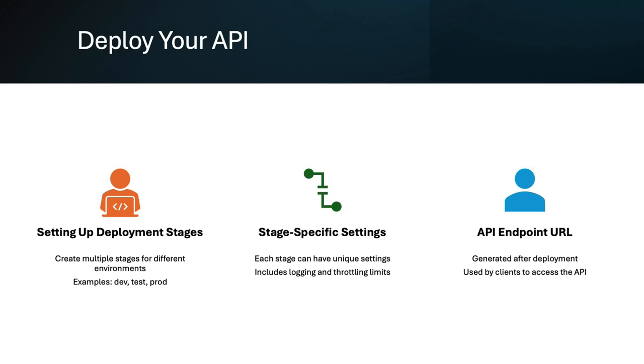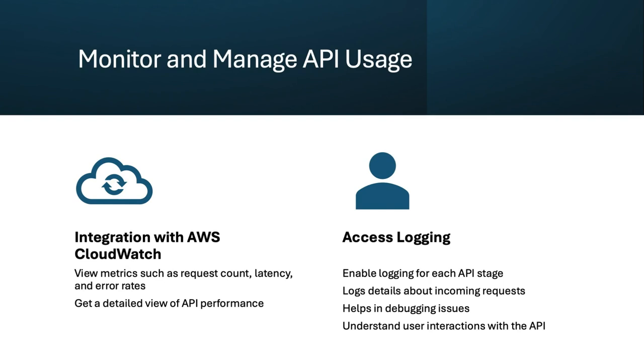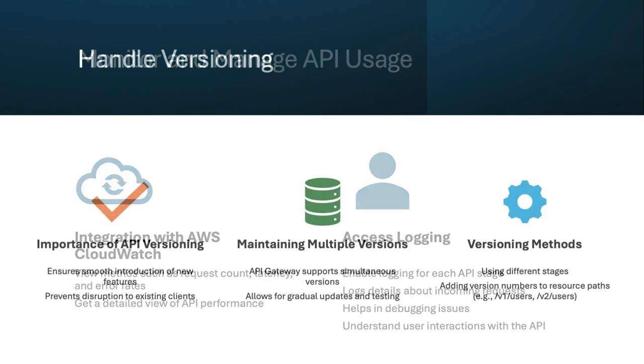After setting up your API, deploy it using stages like dev, test, and prod. Each stage has unique settings, including logging and throttling. Post-deployment, you'll get an API endpoint URL for client access. API Gateway integrates with AWS CloudWatch for monitoring metrics like request count and latency. It also offers access logging for each API stage, aiding in debugging and understanding user interactions.